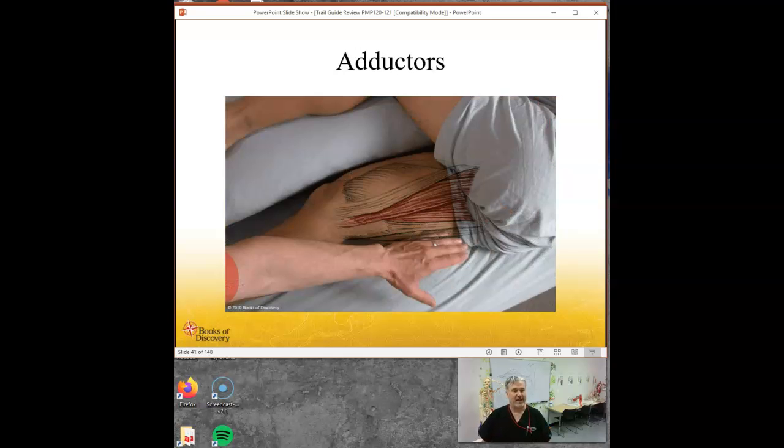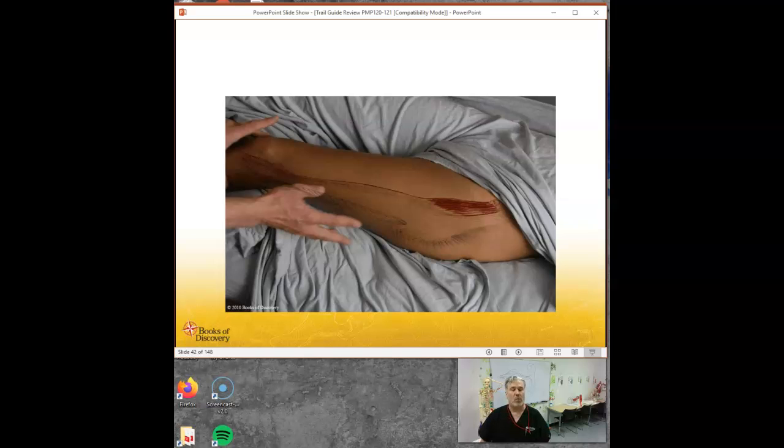Hold on. What muscle is this? Is that the IT? It is the IT band. You're 100% correct. This is the iliotibial band. What's the muscle right up here associated with it?